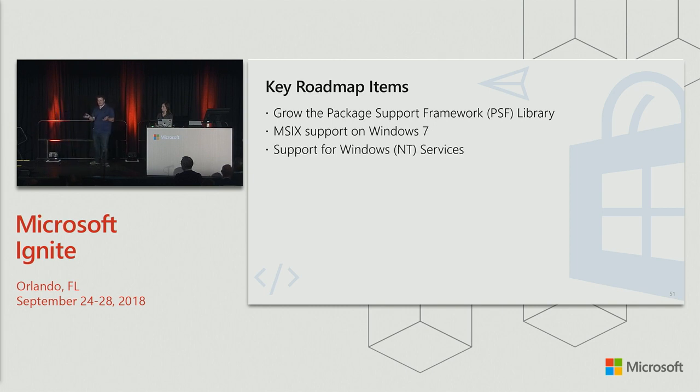Support for Windows NT services. It's something we wanted to get to in the 1809 release and just didn't have enough time to get it in there with all the quality. So we'll be adding that in what will probably be the 1903 release, whatever the next March release is going to be called. So we will add support for Windows services, so you'll be able to migrate apps with Windows services to MSIX.